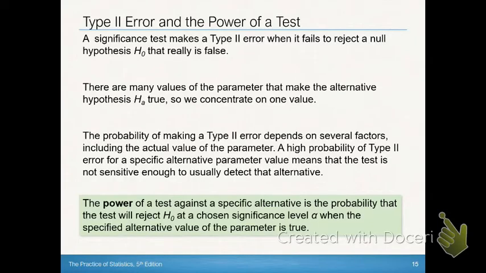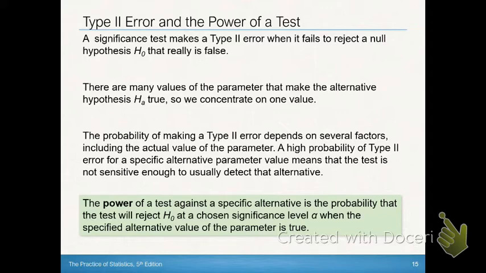In this section of notes, we're going to revisit the idea of type 2 error and also introduce the idea of the power of a test. So we already talked about how the probability of a type 1 error is equal to alpha. And remember, that is when the null hypothesis was true, but we rejected it. Now a type 2 error is when your alternative hypothesis was true, but you failed to reject the null. And we didn't have a probability for that just yet.